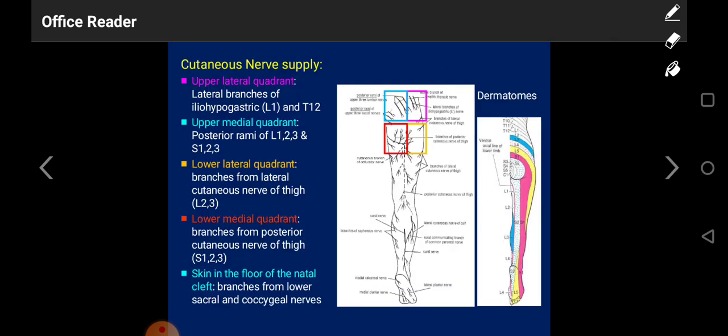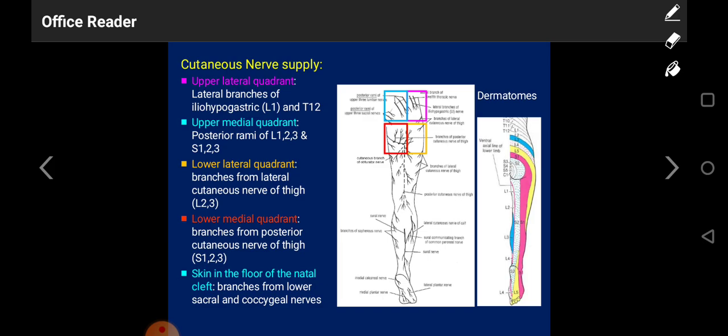The cutaneous supply over here has been divided into 4 quadrants. The upper lateral quadrant is supplied by the lateral branches of the iliohypogastric nerve, that is from L1 and T12. The upper medial quadrant is supplied by the posterior rami of L1, L2, L3 and S1, S2, S3. The lower lateral quadrant is supplied by the branches of the lateral cutaneous nerve of the thigh. The lower medial quadrant is supplied by the branches of the posterior cutaneous nerve of the thigh.